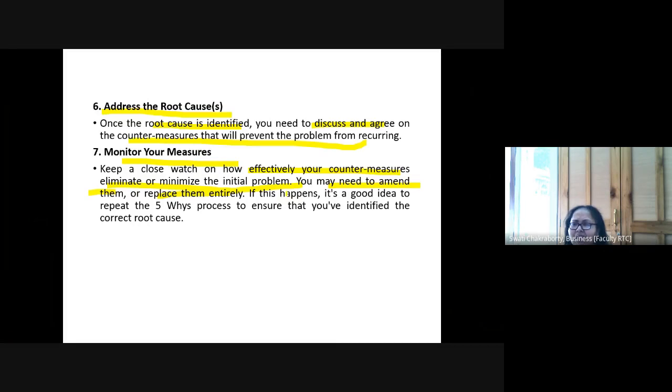If that happens, if you have to amend, make some rectification in the measures or change them, then it's always a good idea to repeat the entire process once again to ensure that you've identified the correct root cause. It's always better to do it.